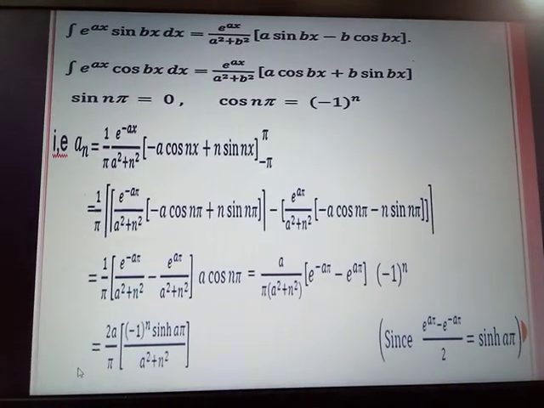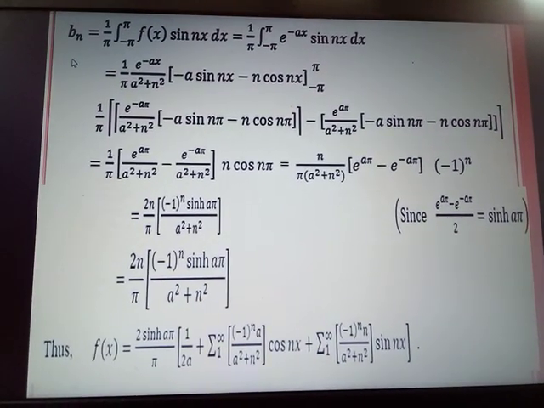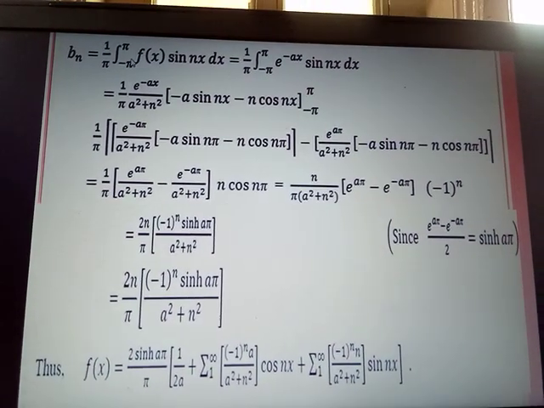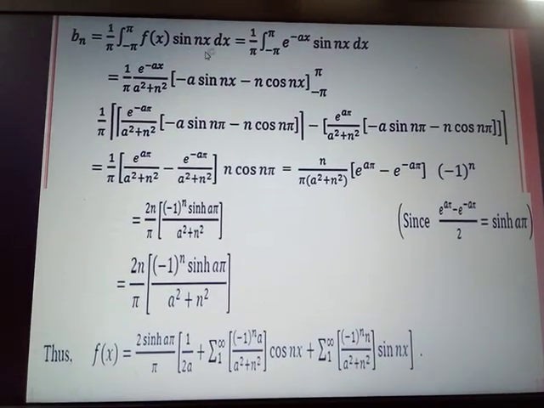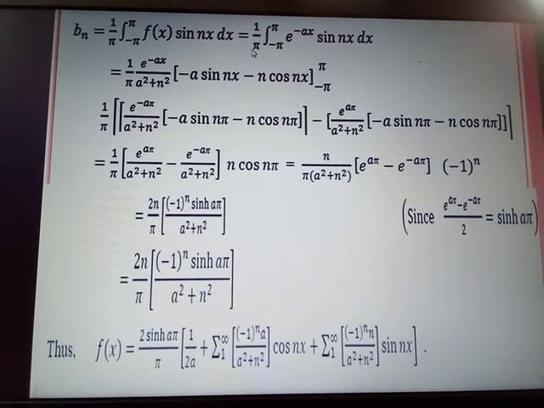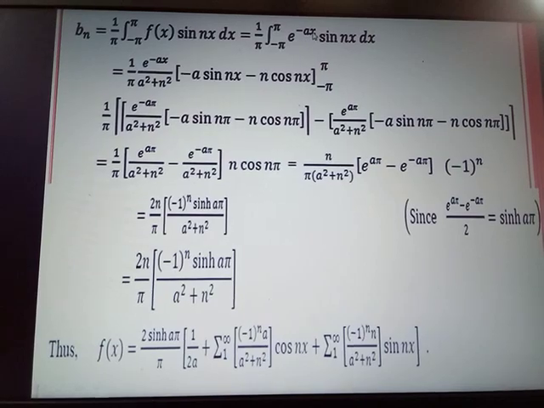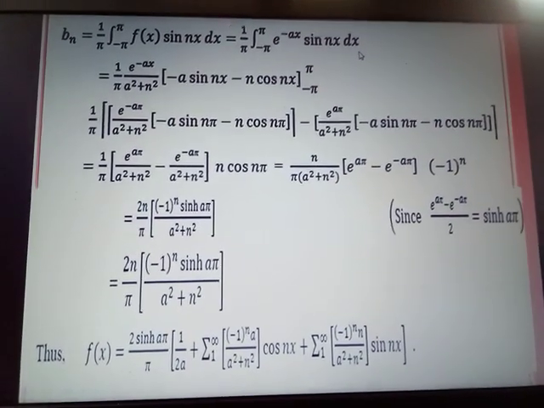Next we have to find the bn. bn is equal to 1/π integration from -π to π of f(x) sin nx dx, which is equal to 1/π integration from -π to π of e^(-ax) sin nx dx.